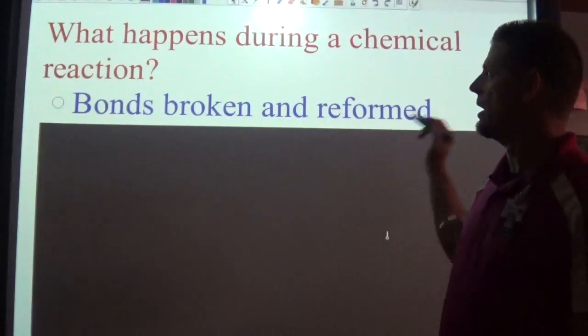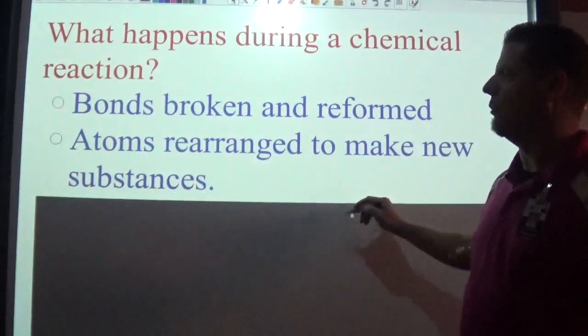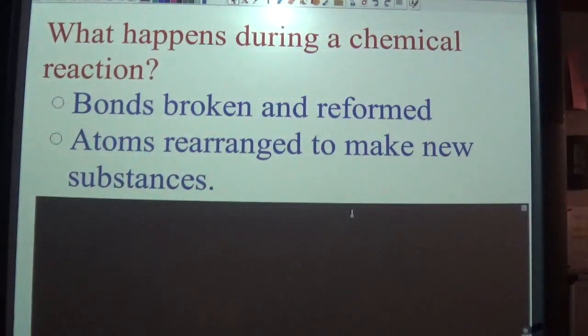So bonds are broken, they're reformed, and we know that these atoms, once they are broken, get rearranged and we make new things. You don't have the same things you began with. You have to be making new substances. That's part of the definition of a chemical reaction.